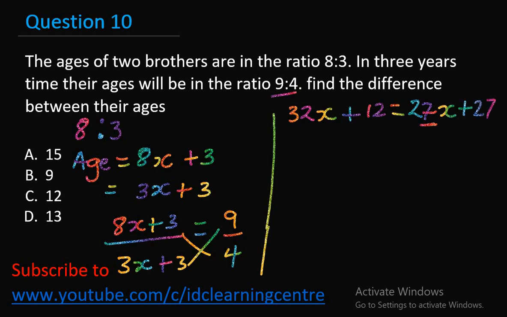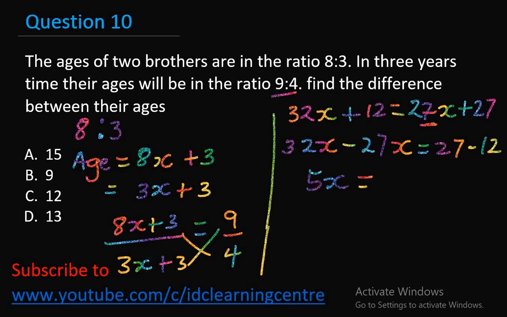Collect like terms, move 27x to the left-hand side. As it crosses the equal to sign, it will change to minus. That's 32x minus 27x equal to 27. Move plus 12 to the right-hand side, it becomes minus 12. 32x minus 27x will give me 5x, while 27 minus 12 will give me 15. To get the value of x, divide both sides by 5. 5 into 15, 3.